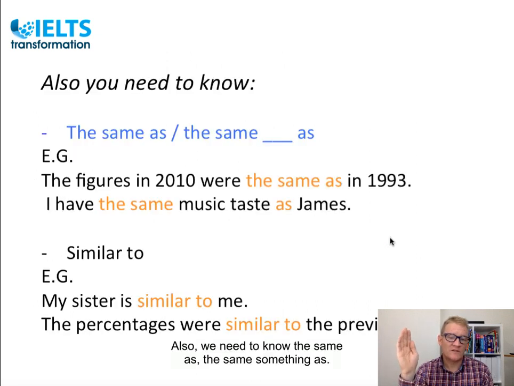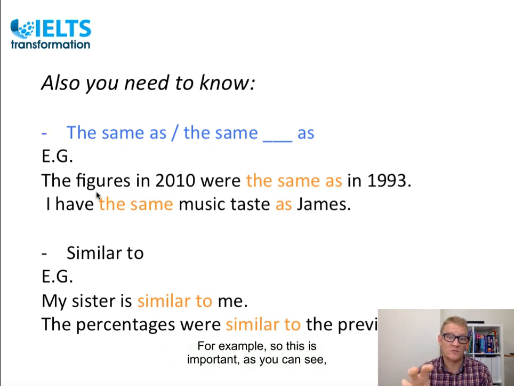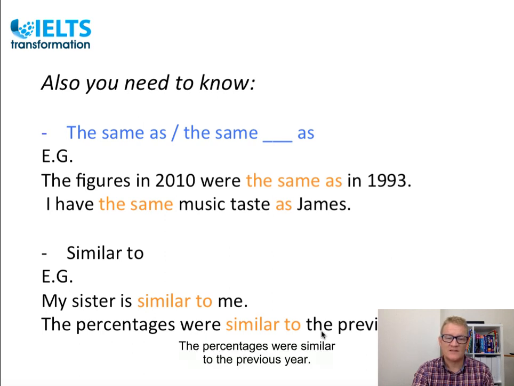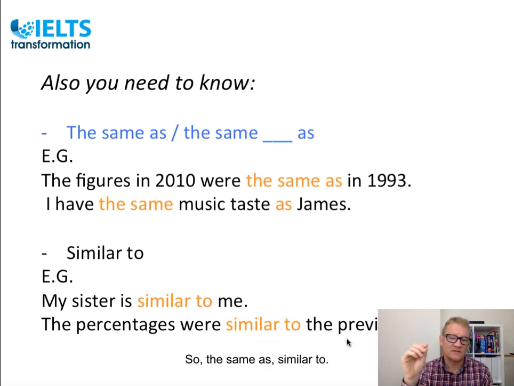Also, we need to know the same as, the same something as. So this is important, as you can see, for task 1 writing. The figures in 2010 were the same as in 1993. I have the same music taste as James. And then we've got similar to. My sister is similar to me. Lucky girl. The percentages were similar to the previous year. Okay. So the same as, similar to. Okay.